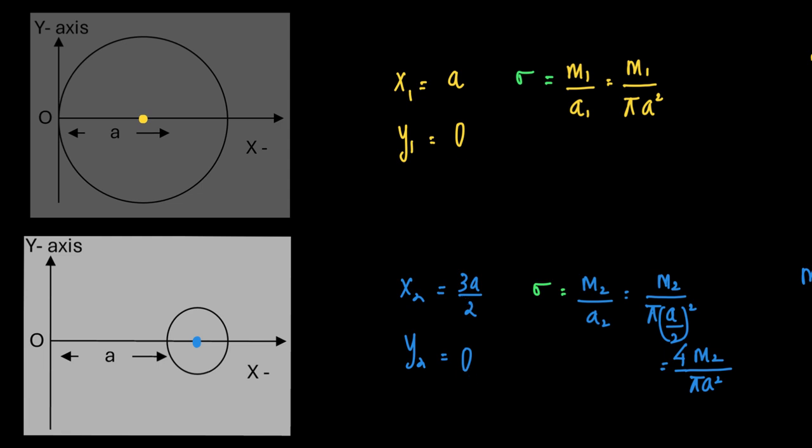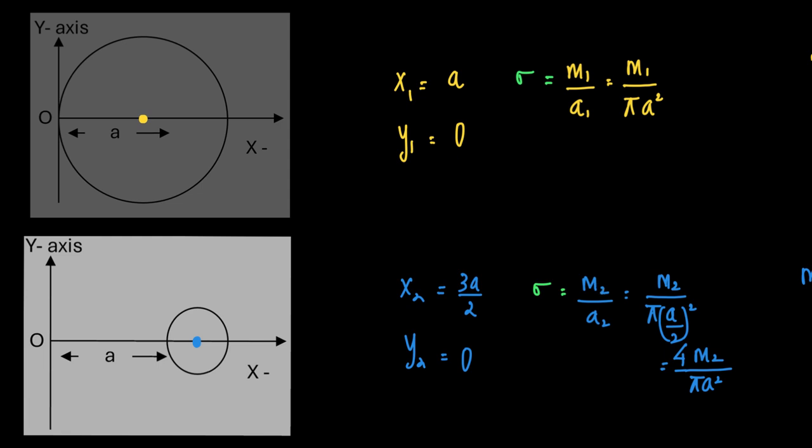Now comes the next question. What is sigma? Sigma is equal to mass by area. Why? Because sigma represents area density, which is mass per unit area. So what is the mass of the first figure? It is m1. What is the area of the first figure? a1. Similarly, we have sigma is equal to m2 by a2. We don't have sigma 1 and sigma 2, because we have assumed that this sigma here is uniform in nature. So we have sigma is equal to m1 by a1, and sigma is equal to m2 by a2.